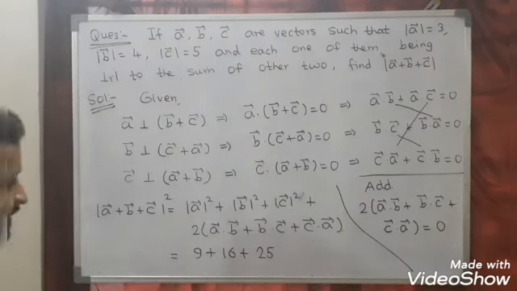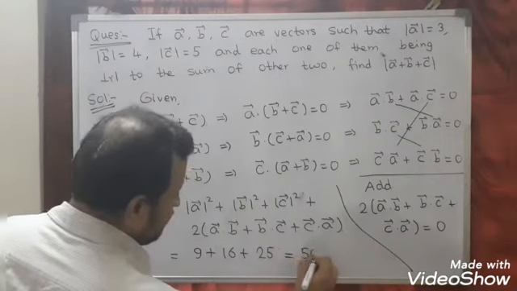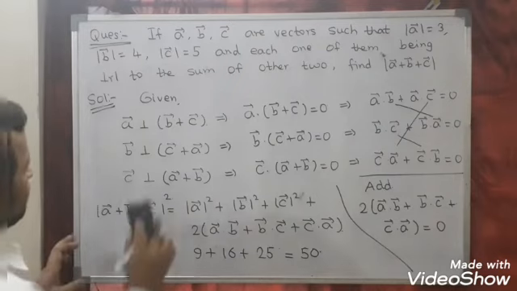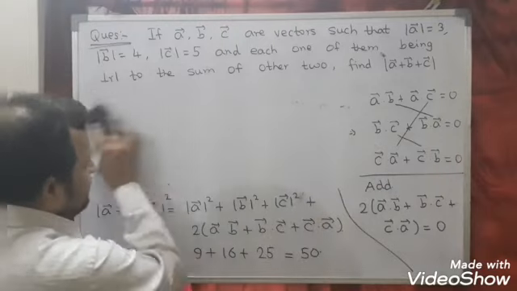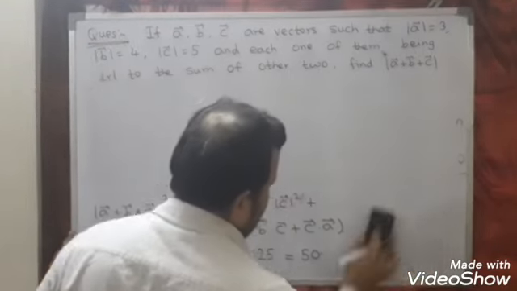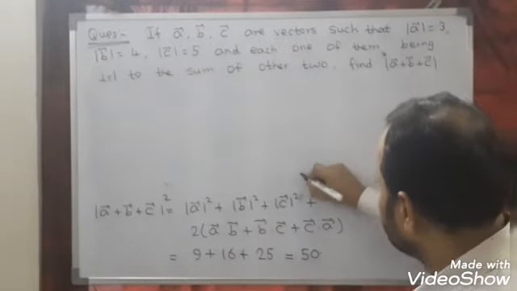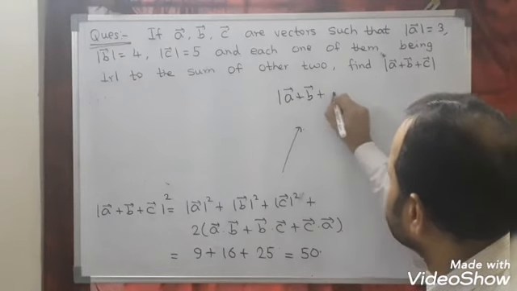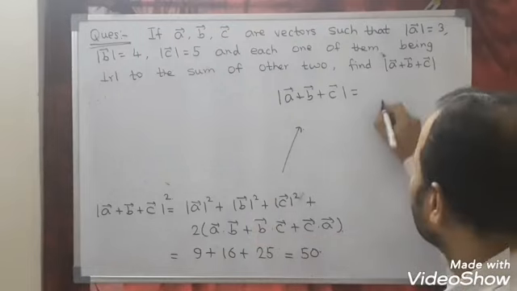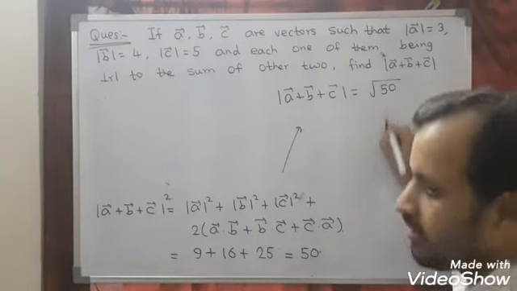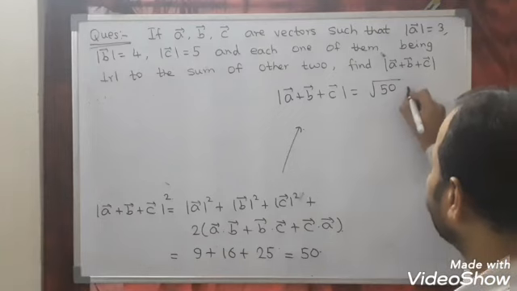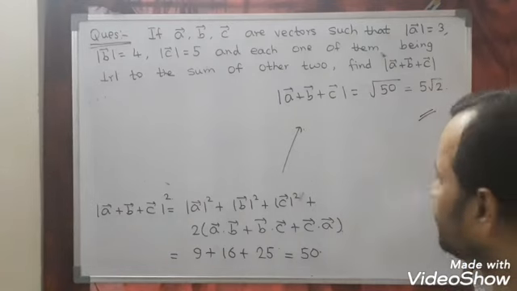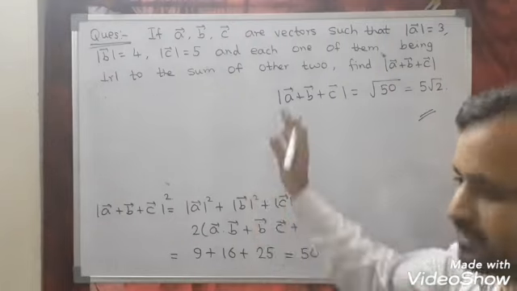So 16 plus 9, 25 plus 25, it is 50. But you can see here this is a square, so we have to find the square root. So finally we can say the answer of this question is mod of A plus B plus C is equal to root 50. If you want, you can leave the answer like this, or this 50 we can write as 5 fives are 25, 2, or you can say 5 root 2. So this is the required solution of the given equation.